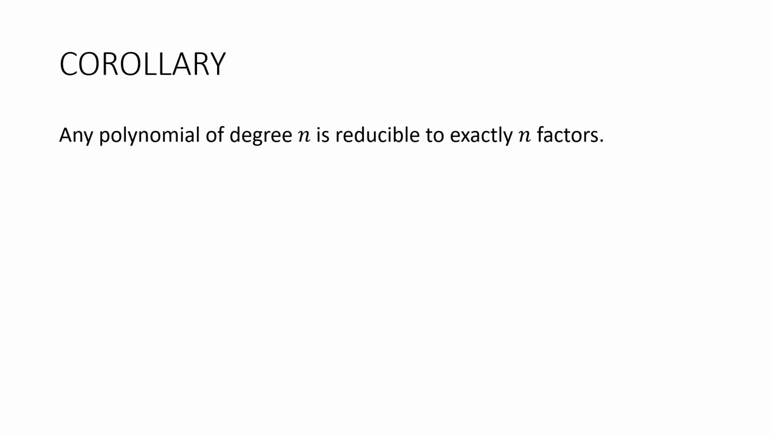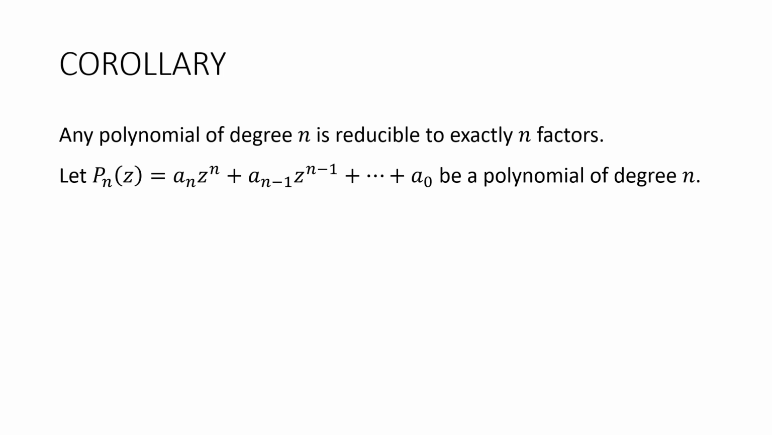That means a proposition that comes after a theorem. And this corollary, which states that any polynomial of degree n is reducible to exactly n factors, is true because of the fundamental theorem of algebra, and we're going to look at the proof. We'll start by setting up a polynomial of degree n.